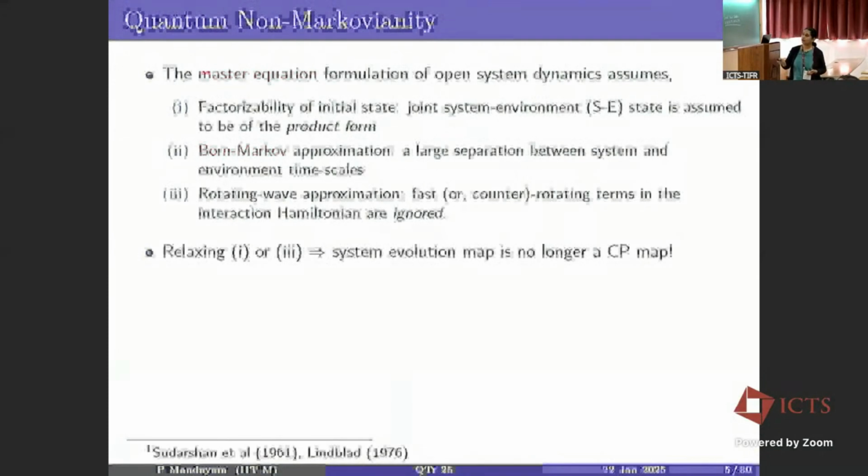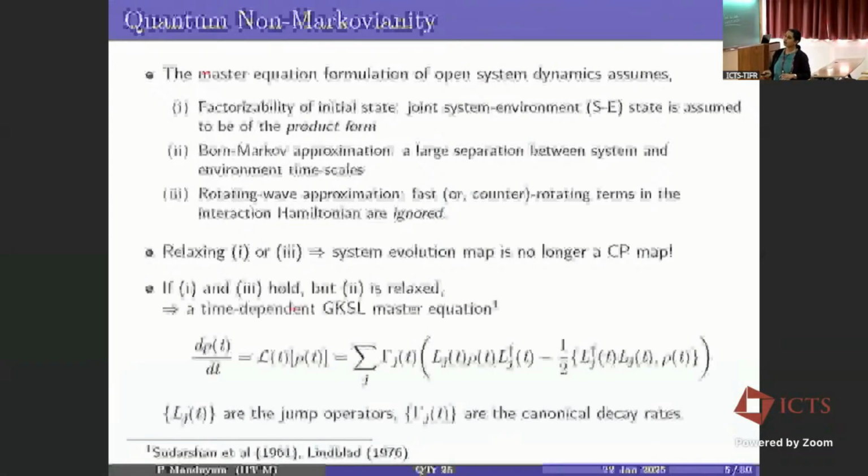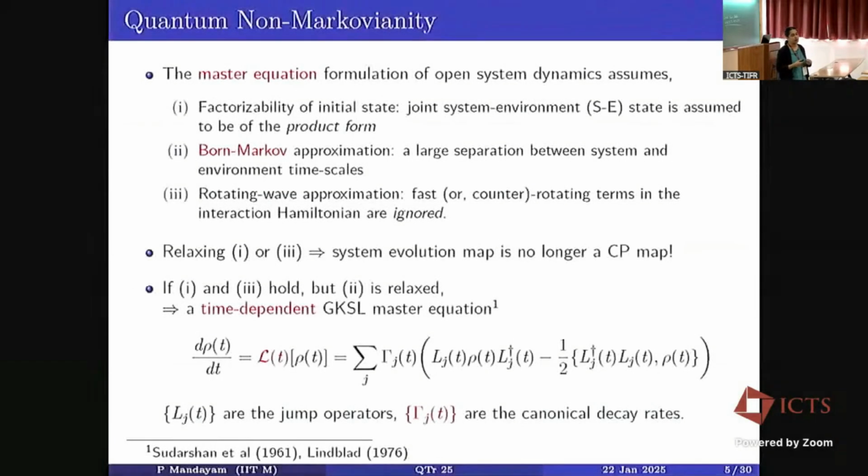In particular, if 1 were relaxed, then you'll basically not be able to remove your environment degrees of freedom so easily and talk about just the system evolution, right? If there were initial system-bath correlations. So we're not going into that. We're going to say that 1 and 3 hold, but we are essentially relaxing the Born-Markov approximation. And we say that maybe we are in timescales where the correlation effects in the environment do matter.